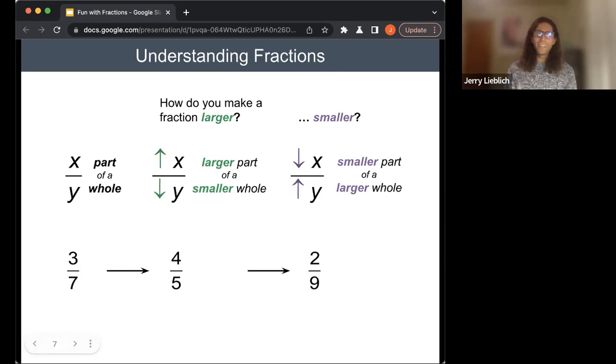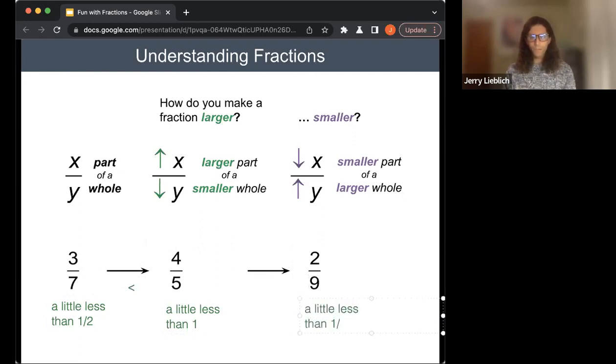I could also estimate and say, well, this is a little less than 1/2. And this kind of comes with experience. It comes by knowing 3.5 times 2 is 7. This is a little less than 1. If I had 5/5, that would be 1, so this is going to be greater than this. This is a little less than 1/3, knowing that 3/9 would be 1/3. So that would be less than this 4/5. It would also be less than 3/7.